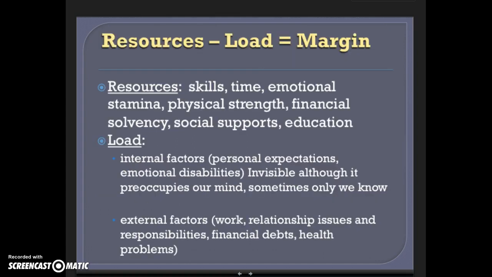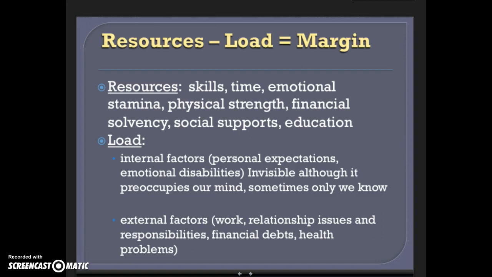So to go over each one of these elements, resources tend to be skills that we have, time, maybe our emotional stamina, maybe physical strength, our financial solvency, social supports that we have, education that we have in our background. Load is broken into two factors, the internal factors. So these are personal expectations that we have on ourselves, whether we put on ourselves, I have to get an A or I will die. These are invisible, although they tend to preoccupy our mind quite a bit, and sometimes only we know what these internal factors are. And then we have external factors, and this is what we can often see in others around us.